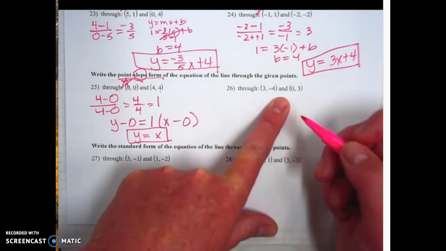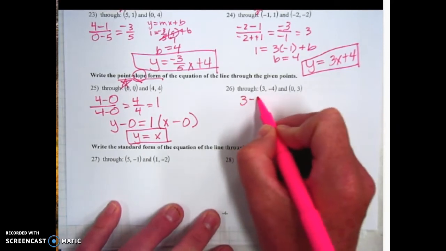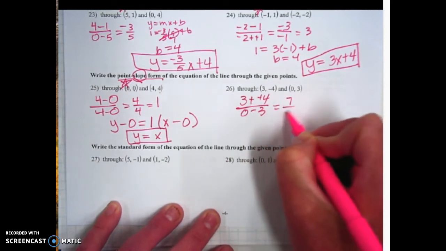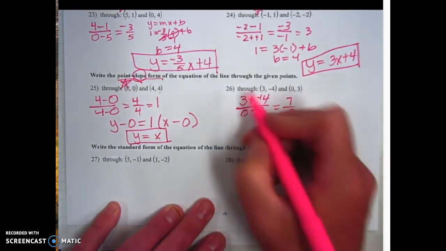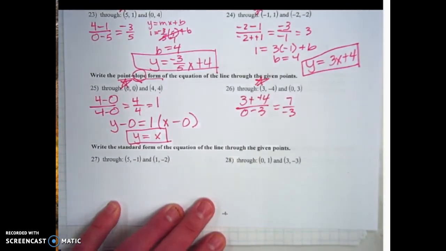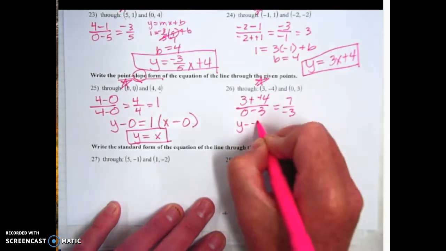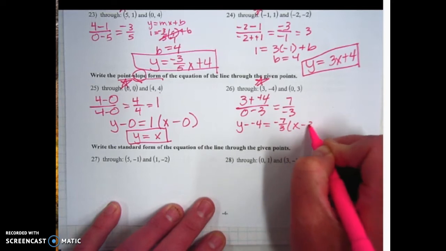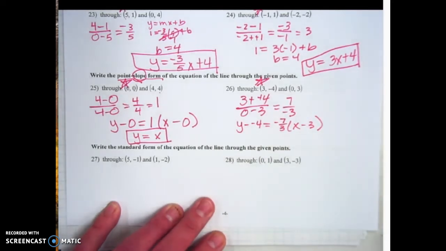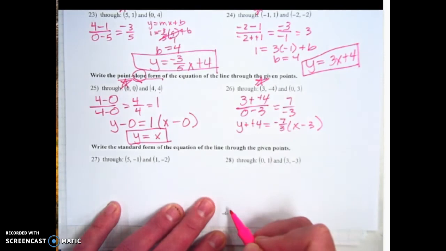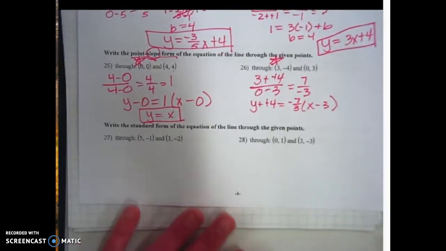For number 26, we're going to find the slope first, so we're going to say 3 minus negative 4 over 0 minus 3. This is plus, so 7 over negative 3. Then we're going to use the first point for the point-slope form. So it's going to be y minus y, so y minus negative 4, equal to the slope times x minus x. And then you just want to simplify. The only thing you really need to simplify is that. You just want to say y plus 4 instead. Other than that, you're good.